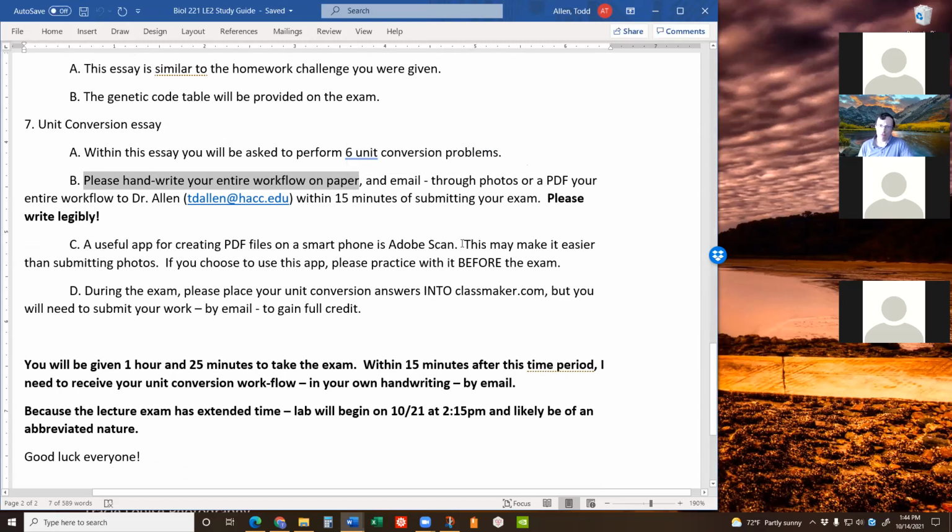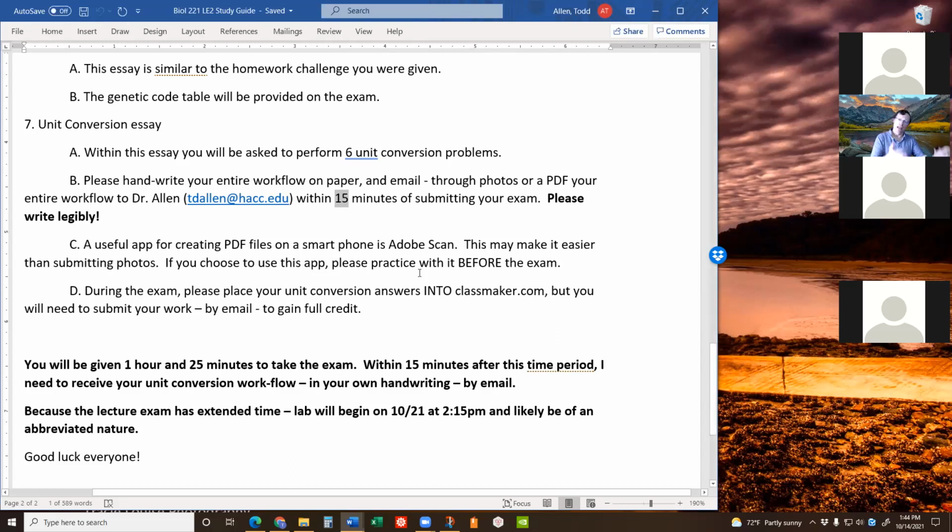And after the exam is over, I want you to take a picture or make a PDF with the Adobe Scan app, or maybe some of you are using CamScanner, I don't know. Either through a photo or a PDF, I want you to send me documentation of your handwritten work. Here's my email address right here in the study guide. I need to receive that email within 15 minutes after you complete your exam. So you're going to be given 1 hour and 25 minutes to take the exam. After 1 hour and 25 minutes, the stopwatch will begin for an additional 15 minutes that you have to scan your work and email it to me.